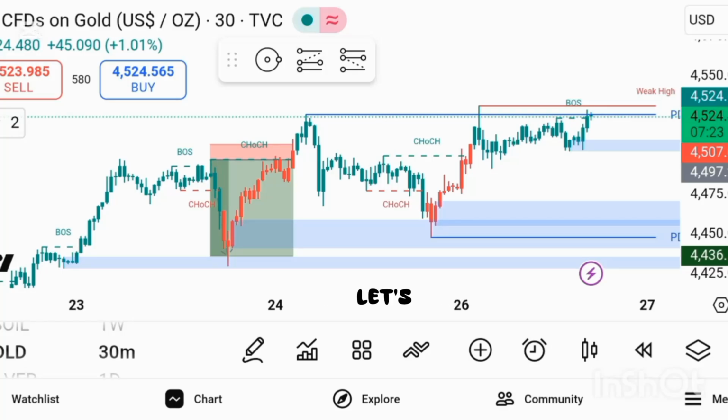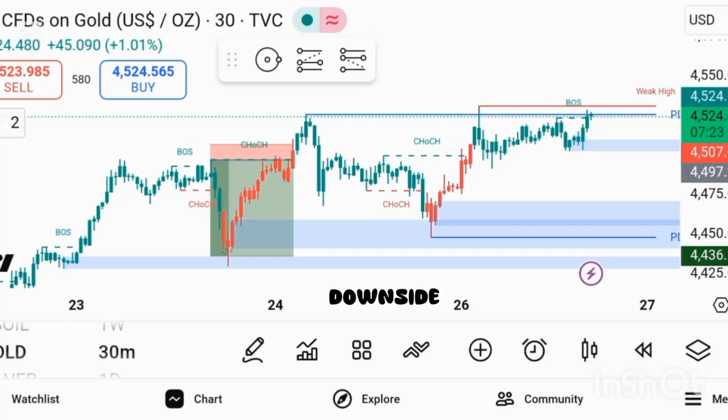Now, let's carefully mark the key levels on this chart. The first and most important resistance is the previous day high, located around 4,523 to 4,526. Above this level, we can clearly identify a weak high, around 4,533 to 4,535. This area is very important because liquidity is resting above those highs.